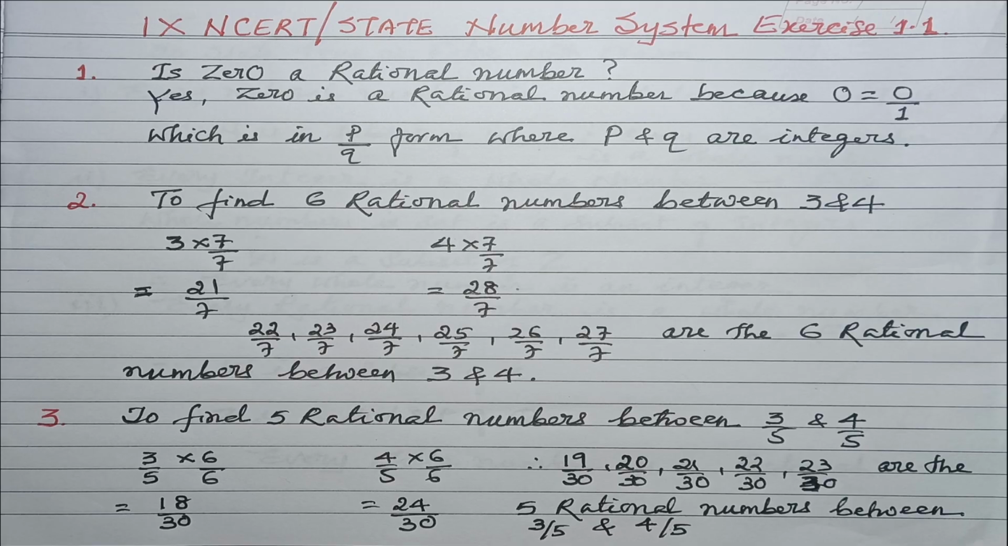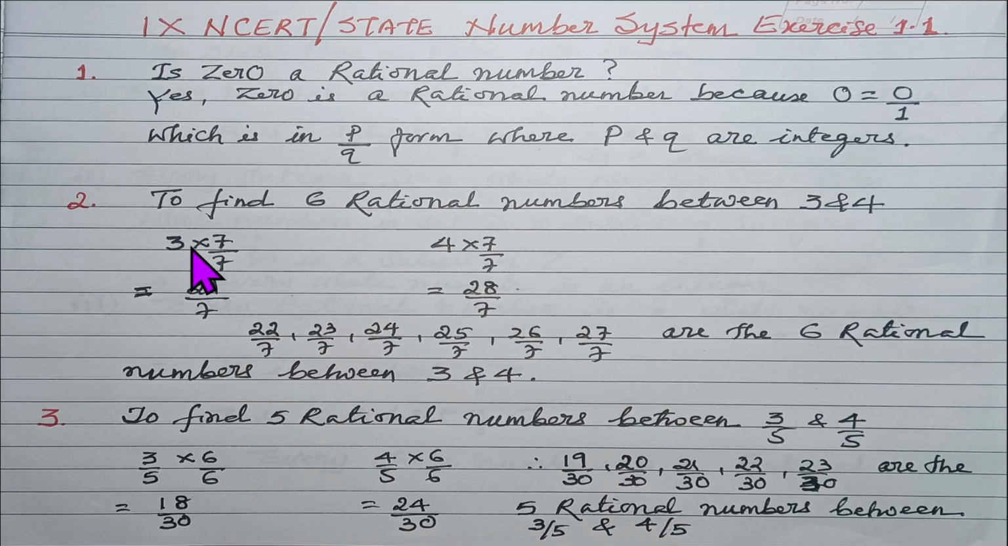Now the second question is to find 6 rational numbers between 3 and 4. As you all know, there are different methods of finding the rational numbers between given numbers. Here I have adopted the denominator method. Since 6 rational numbers are asked, I'll take one more than that, that is 7.